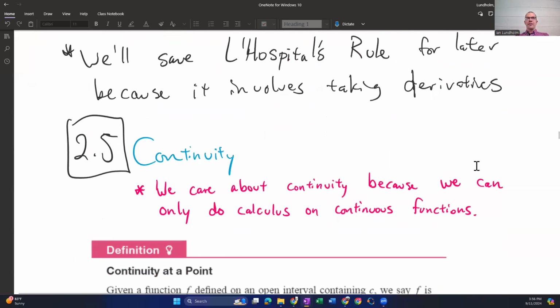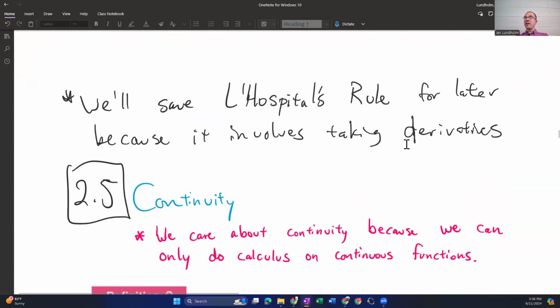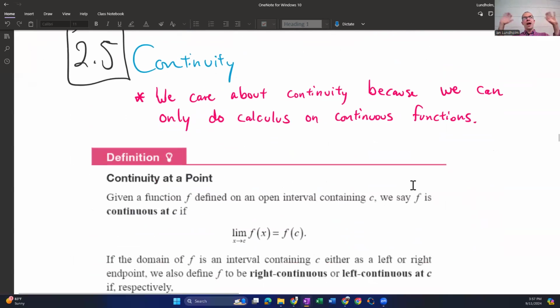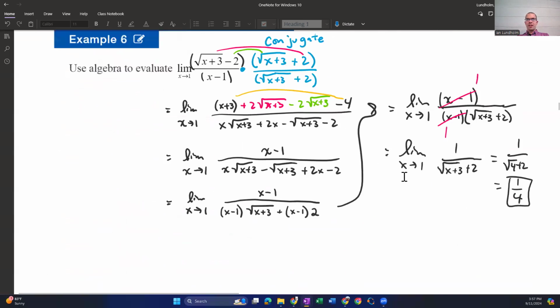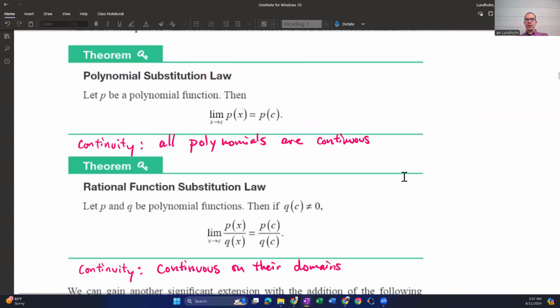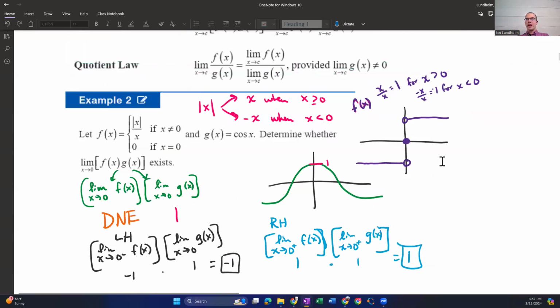Let's get into continuity. L'Hopital's rule is another tool for evaluating limits, but we're going to save that because it involves taking derivatives. All right, so wrapping up this section on limits is talking about the idea of continuity. What we're going to find is the vast majority of the functions that we utilize in calculus are continuous functions. And we really only want to do calculus on continuous functions if we get stuff that looks like what we did earlier. Where's the one that had, yeah, okay.